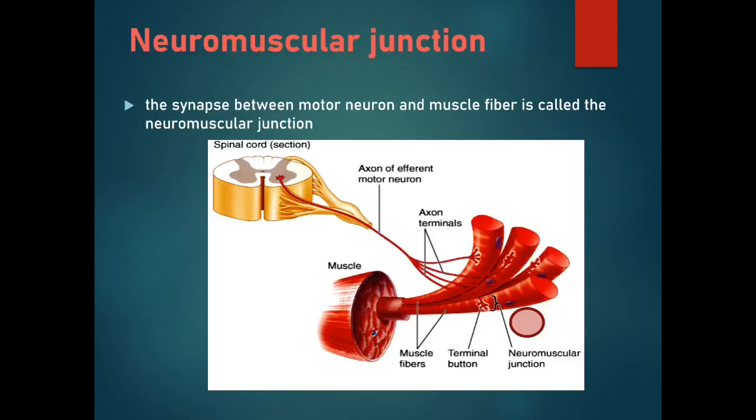In short, a neuromuscular junction is nothing but a synapse between the motor neuron and the muscle fiber. Usually this neuromuscular junction is located on the surface of the muscle, wherein the axon terminals from the anterior horn come and intercept onto the surface of the muscle fiber, forming the neuromuscular junction.